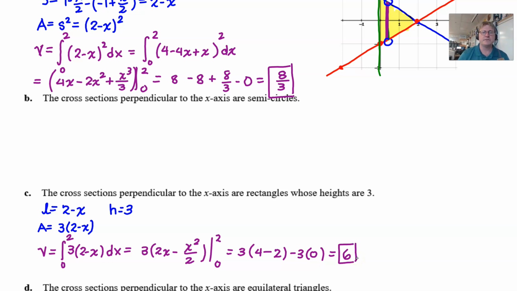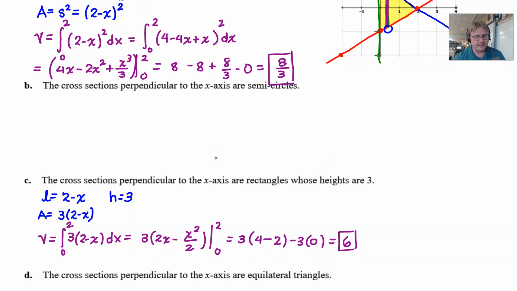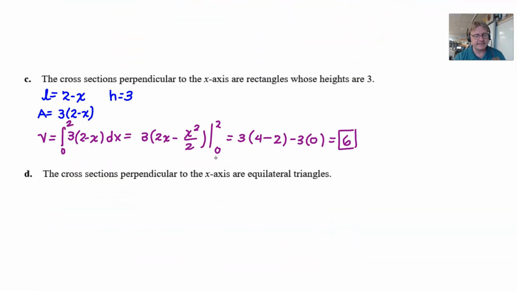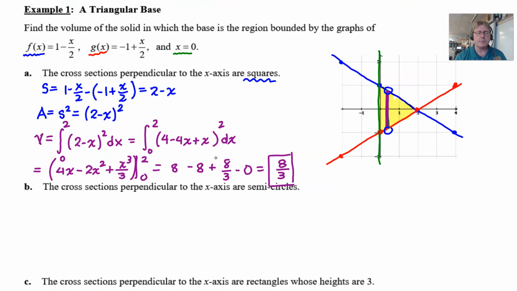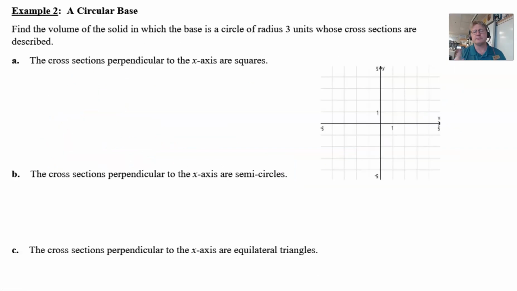Now you want to stay tuned for a video coming up later on in the series where we're going to tackle part B using semicircles and part D using equilateral triangles. But what I am going to do, even though it's a bit unusual, we're going to move on to example 2 now, and we're going to tackle just part A, because in part A, the cross sections perpendicular to the x-axis are squares, which is one of our 2 shapes that we're studying in 8-7.